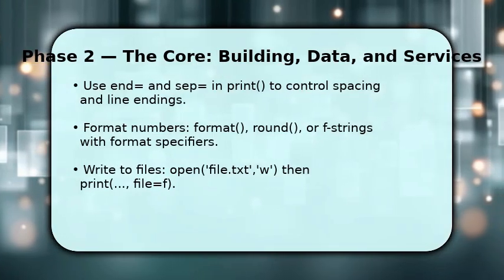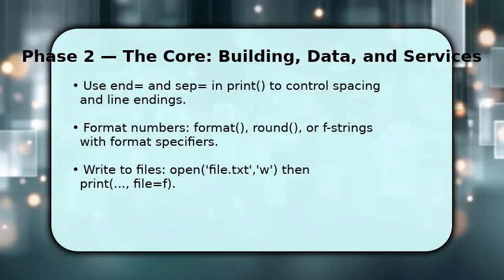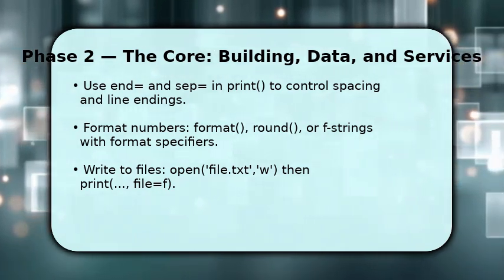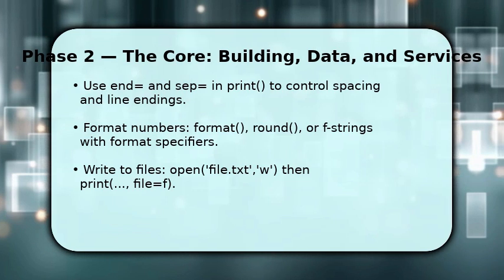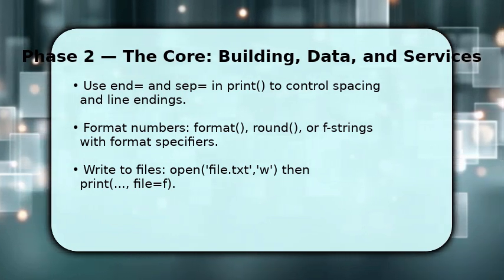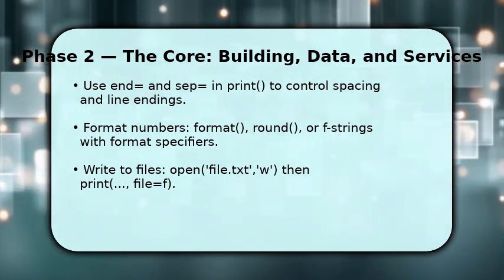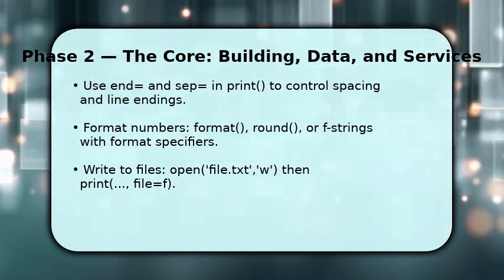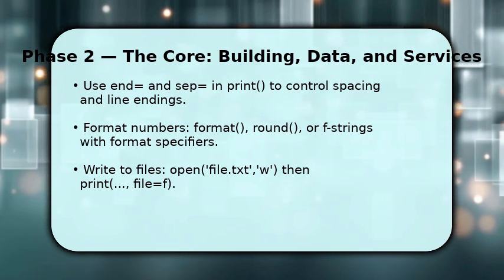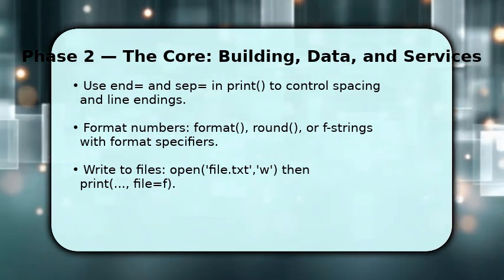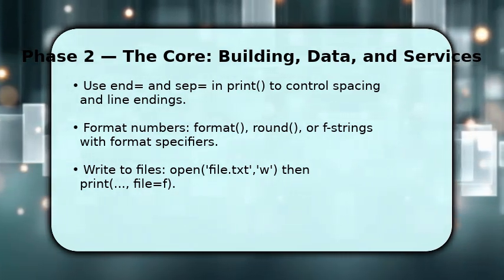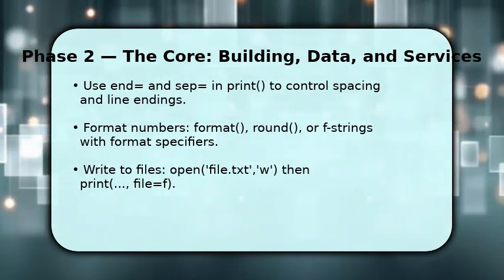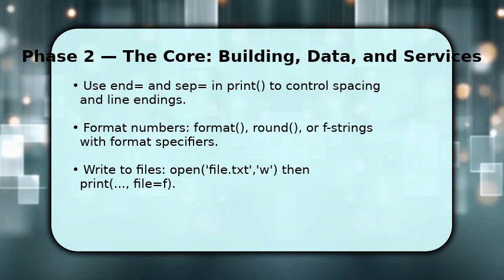Next, refine how output looks by using print with end="\n" and sep= to control spacing and separators. You can combine short, focused prints with formatted strings for clarity. For numeric control, use round or f-strings like f"{value:.2f}" to set precision. Once you need persistent output, open a file with open("file.txt", "w") and pass file=f to print. This approach separates display from storage and keeps your code modular and easy to test.